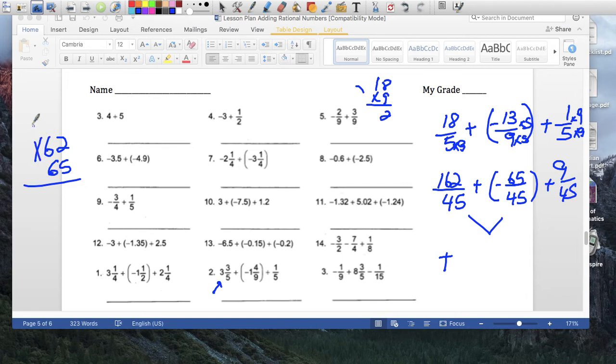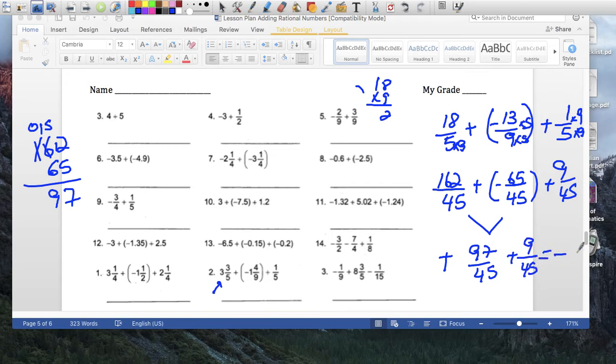So let's do some borrowing. That's 0. This becomes a 15, which becomes a 12. 7. 15 minus 6, 97. My mistake. So you get positive 97 over 45 plus 9 over 45.